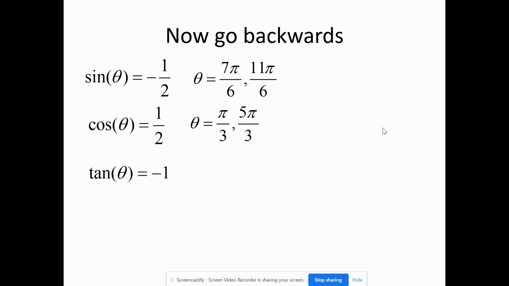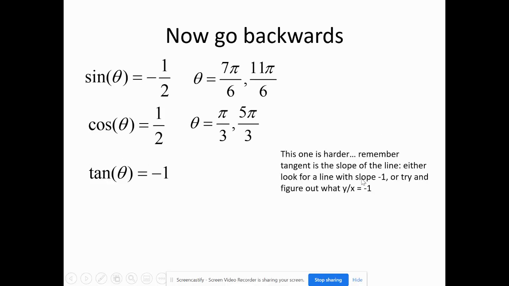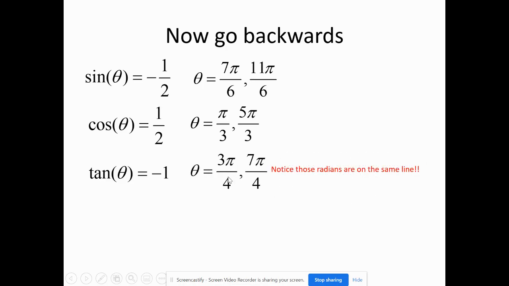Tangent equals negative 1. These are a little harder because remember tangent is y over x. But since we know it equals negative 1, this one's a little easier because the y and the x need to be the same, but one of them needs to be negative. So you can think of it as the slope of the line. You can look for a line on your unit circle that has a slope of negative 1. The nice thing about tangent is that both ends of that line are the answer. So at 3 pi over 4 and 7 pi over 4, notice if you draw that line all the way through the circle, they end at the same spots. 3 pi over 4 ends at 7 pi over 4. So those are my two answers.